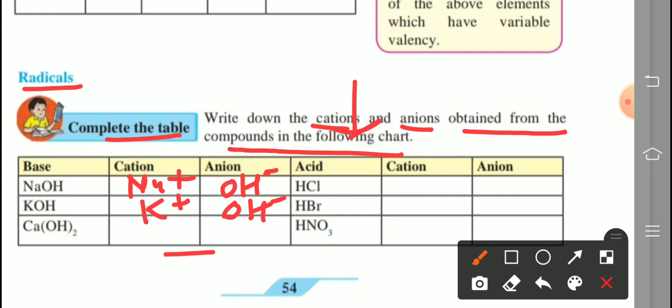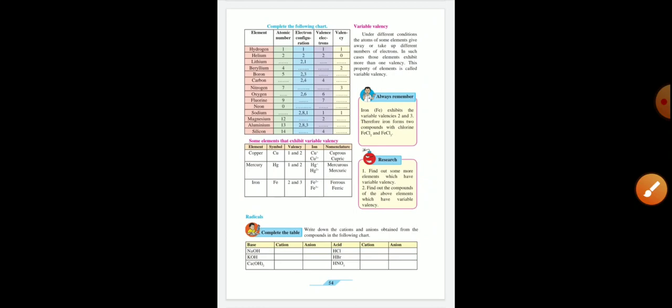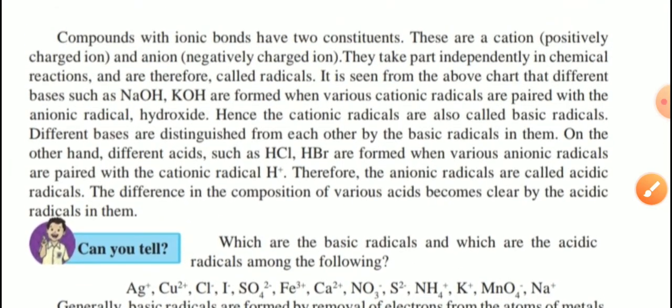Complete the third one. Next one, in the case of acid, HCl means hydrochloric acid. The cation is H+ and the anion is Cl minus, that is the chloride ion. HBr: H+ is the cation and Br minus is bromide, the anion. In this way complete the third one. See in the next.